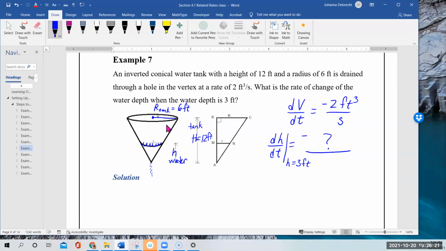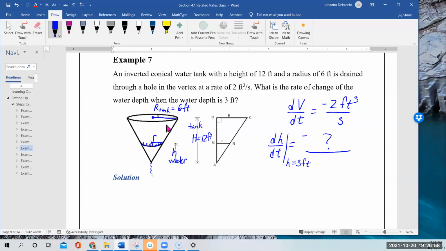Now I've written down all the information for the problem. I need to come up with an equation that relates the information I'm given. I'm given that the radius of the tank is 6 feet, the height of the tank is 12 feet, and the height of the water is varying. There is another variable in this equation that's not entirely clear from the beginning, and that's the radius of the water layer in the tank. The water layer has its own radius, which we can represent with a lowercase r.